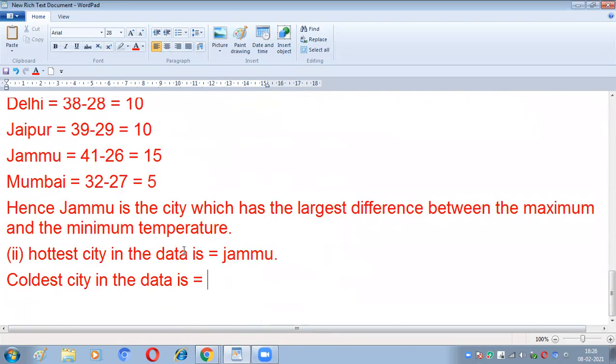So yeah, we can write it as Bangalore is the coldest city. So the hottest city in the data is Jammu and the coldest city in the data is Bangalore. Okay, so friends, let's proceed to third bit.